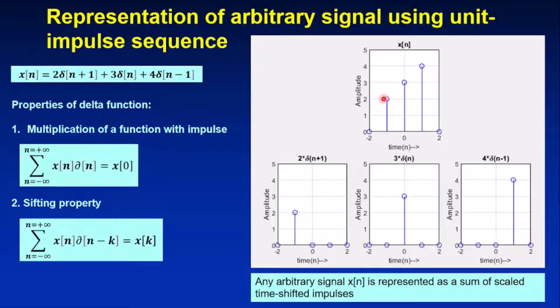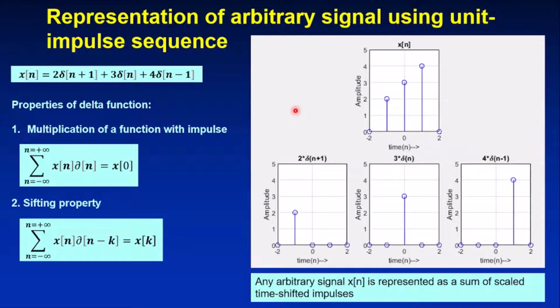Similarly, the sample at n equal to minus 1, I can represent using a left shifted version of delta of n, that is delta of n plus 1, but the scaled version, the scaling factor is 2, which is the amplitude of this sample. And similarly, the sample at n equal to 1, that is x of 1, can be represented by using delta of n minus 1 with the scaling factor 4, that is 4 into delta of n minus 1.